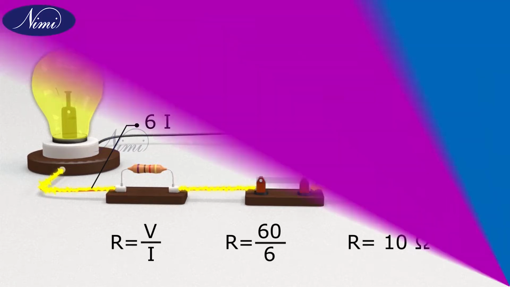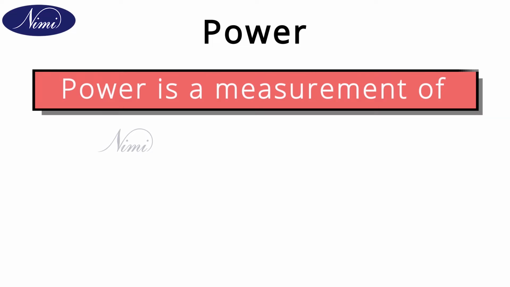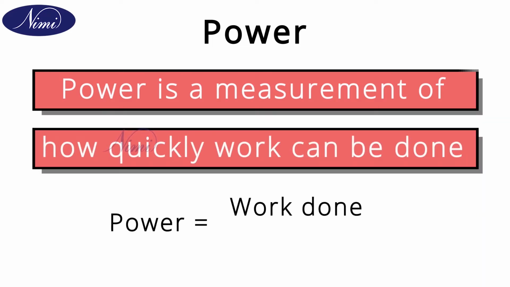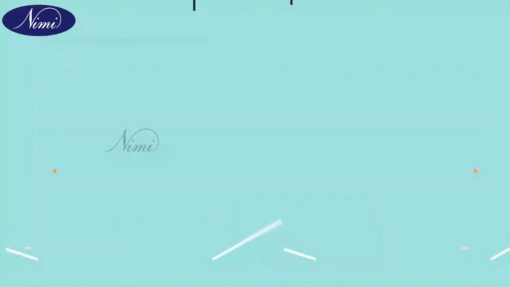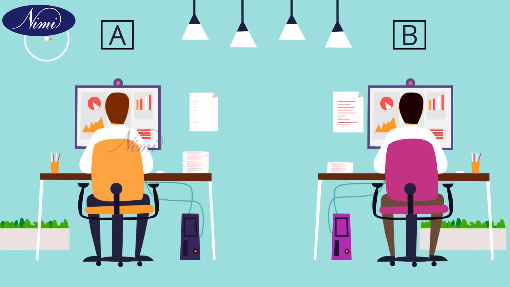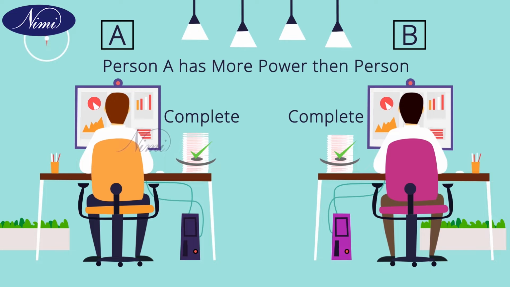And next we are going to see about power. In general, power is a measurement of how quickly work is done. Power is work done by time taken. Suppose a work was allotted equally to 2 persons A and B. If person A could complete the work more quickly than B, it seems person A has more power than person B.